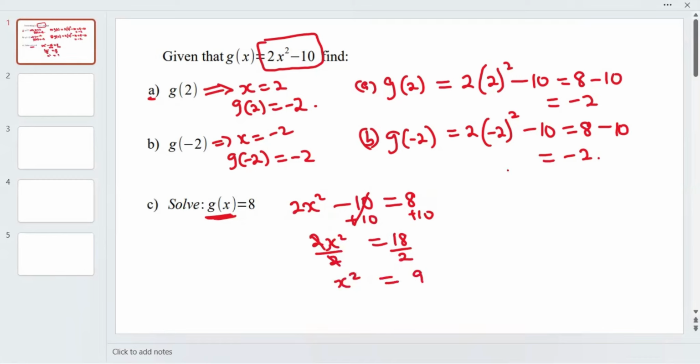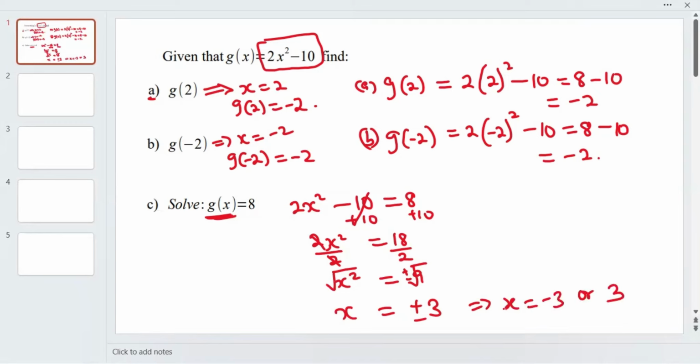The next thing I want to do is take the square root of both sides. Now, when you are dealing with a function and you're taking the square root, always ensure that you put your plus or minus sign. So from here, x can be plus or minus 3 because the square root of 9 is 3. So that implies that x can be minus 3 or x can be 3.